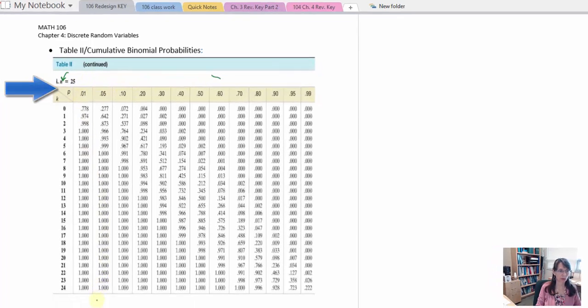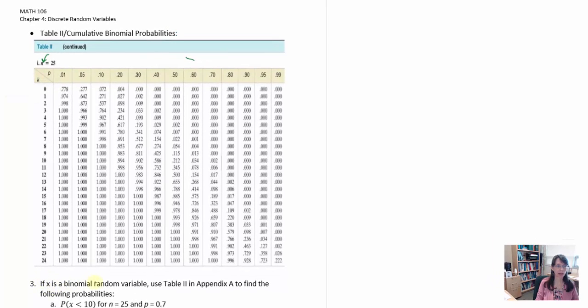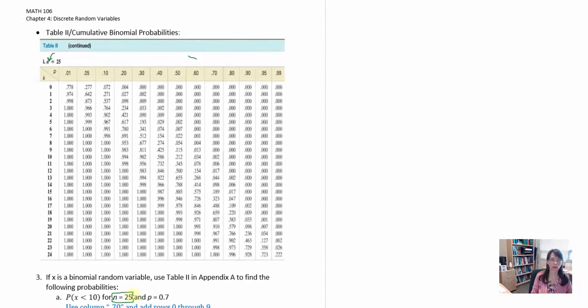So if we look at problem number 3, it says, if x is a binomial random variable, use table 2 in Appendix A to find the following probabilities. And it tells us right here in the problem that n equals 25. So that's how we know to use this particular table. Also given in the problem, we need to know the probability. That's our p-value. P is equal to 0.7. So in our table, all across the top are various probabilities, and we want to use the column for 0.7. Correct column.